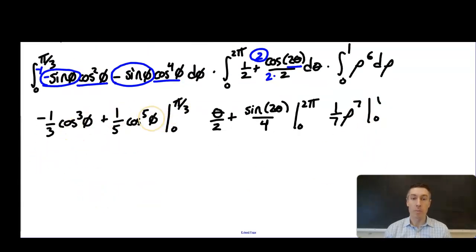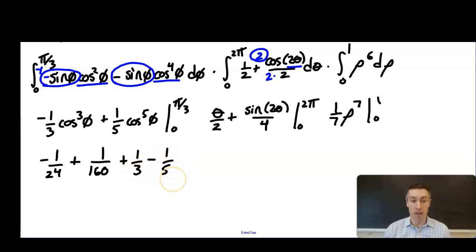Okay, so cosine of pi over 3 is 1/2. So to the 3rd would be 1/8. So negative 1 over 24. And then plus 1/2 to the 5th would be 1 over 32 times 5 would be 1 over 160. And then plugging in 0 would get us plus 1/3 minus 1/5.